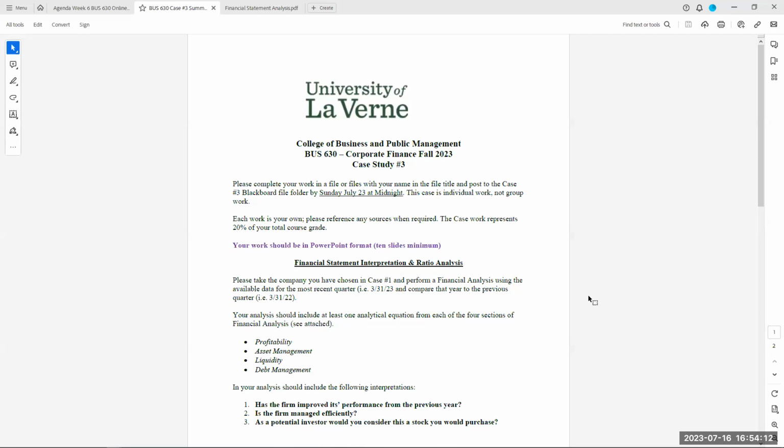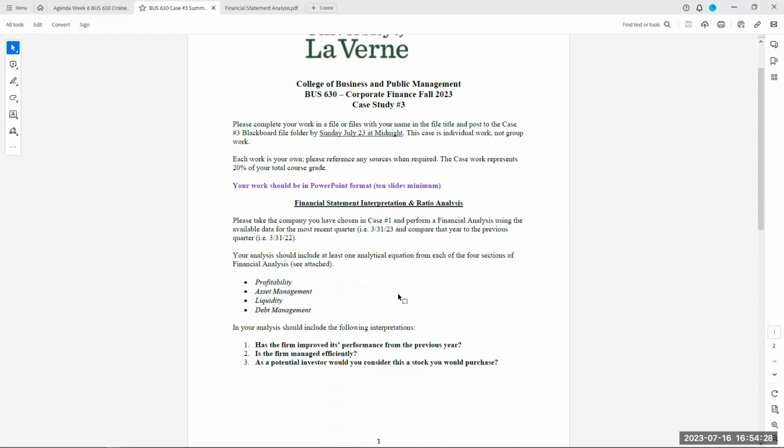Here's the case analysis number 3 that you need to do for this upcoming week. You take the company that you selected, which you already did case number 1 on, and you're going to be doing in a PowerPoint format a review of financial statement and ratio analysis. You'll be looking at these 4 sections of financial analysis: profitability, asset management, liquidity, and debt management.